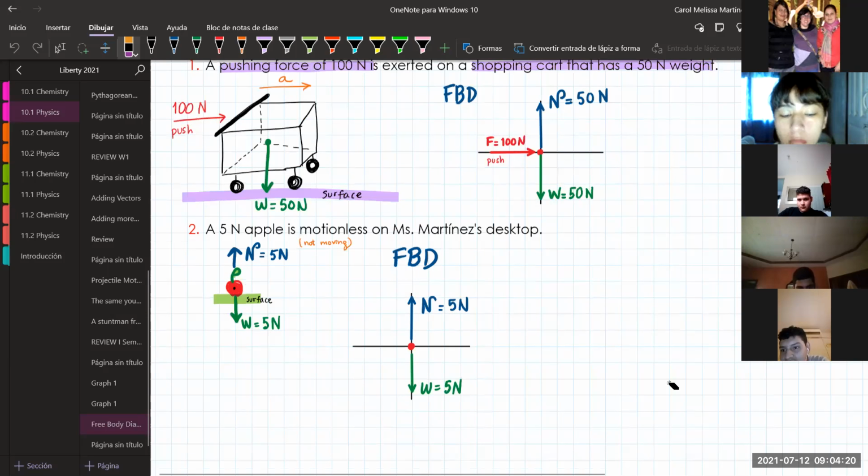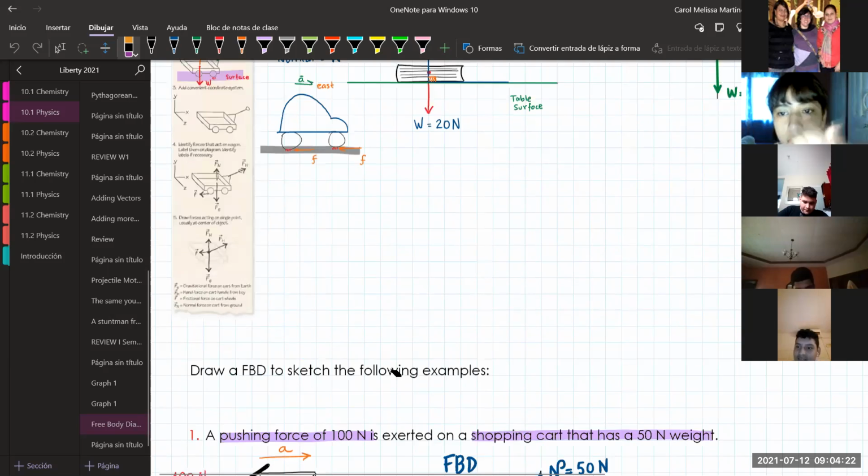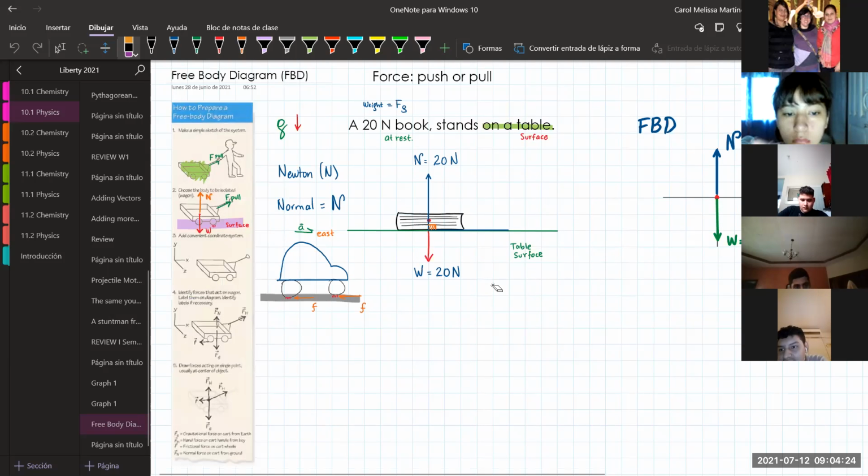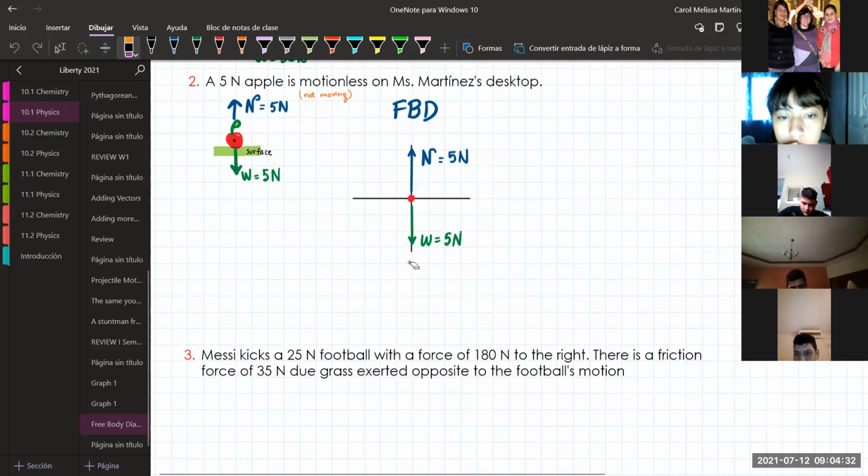As you can see, this is the simplest situation. It's the same situation of the book. So even though the object changes, the situation changes the weight, but the sketch is the same. The only difference is the value of the weight.